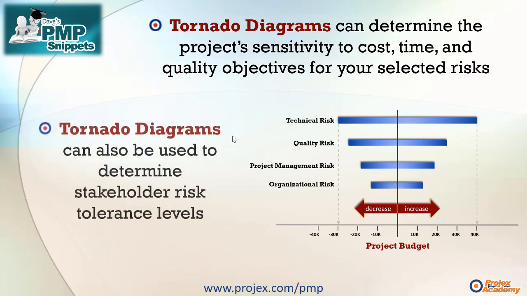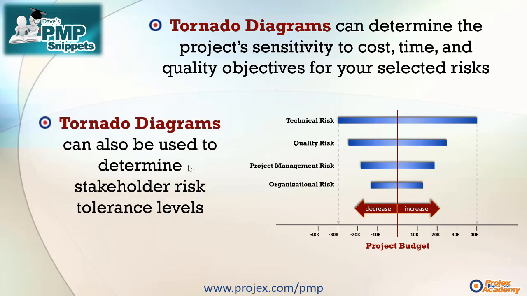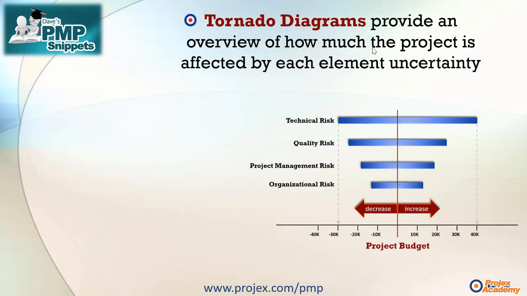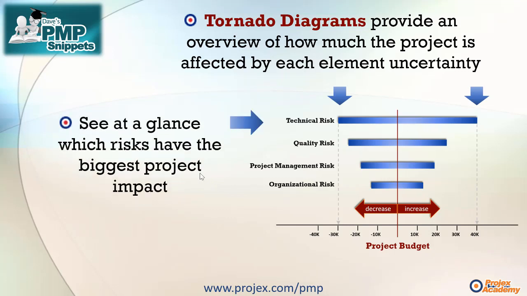And by the way, tornado diagrams can also be used to determine other aspects such as stakeholder risk tolerance levels. And a key learning, particularly for you to get good scores in your PMP exam, is to know that tornado diagrams represent the effect of only one variable, while all other variables are held steady. So tornado diagrams provide an overview of how much the project is affected by each element of uncertainty. And the beauty of tornado diagrams is that you can see at a glance which risks have the biggest project impact.